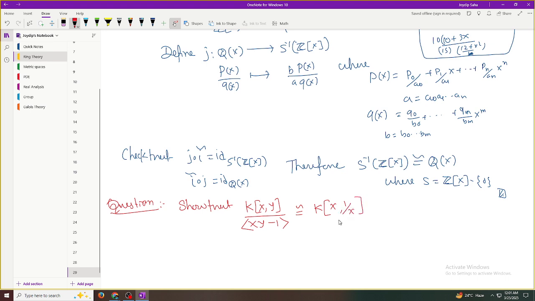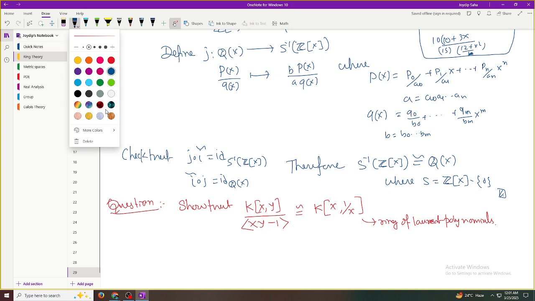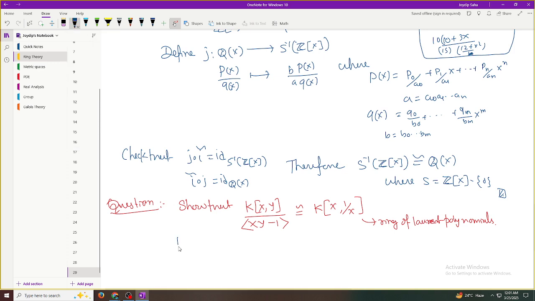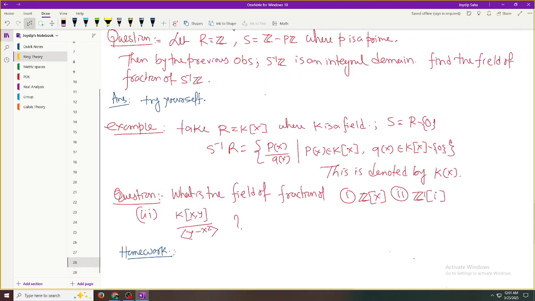This ring is called the ring of Laurent polynomials. So using this universal property, show this. Next day I will start from here. Okay, homework. Also do this problem, these two.